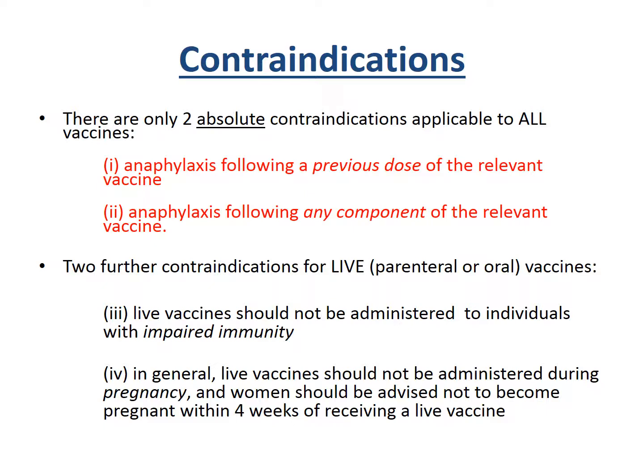So contraindications to vaccines. There are only 2 absolute contraindications to all vaccines: anaphylaxis with that particular vaccine, or anaphylaxis with any component of that particular vaccine. There are a couple of contraindications for live vaccines, which is immunosuppression, and live vaccines should not be administered in pregnancy, and we don't recommend that women become pregnant within 4 weeks of receiving a live vaccine, particularly rubella. That's the one we're really concerned with there. But in the end, these are the only real contraindications to giving a vaccination.